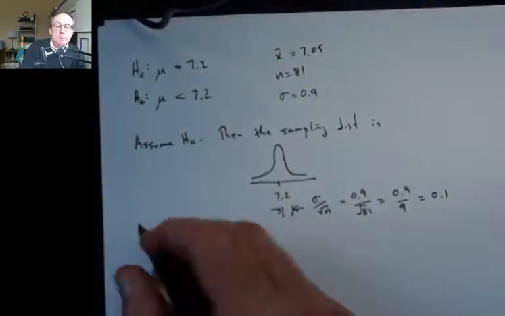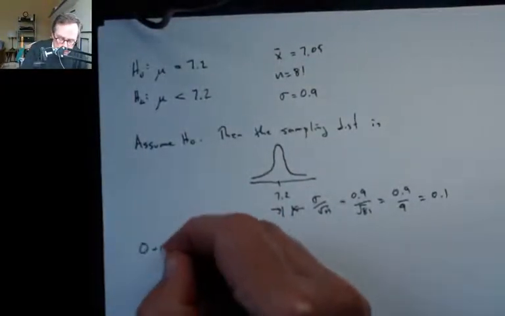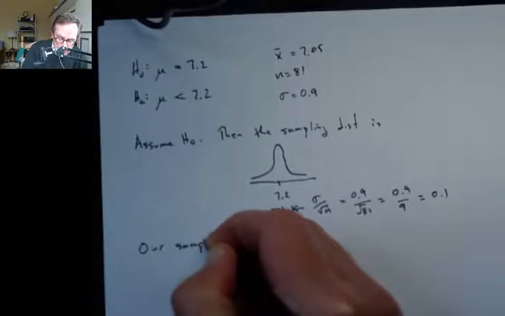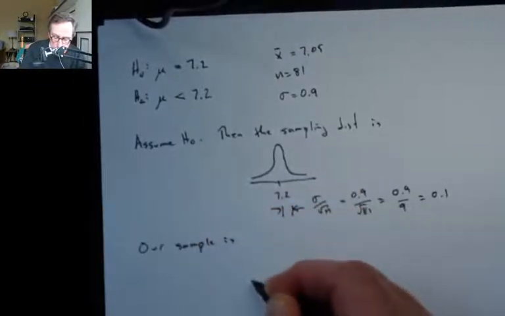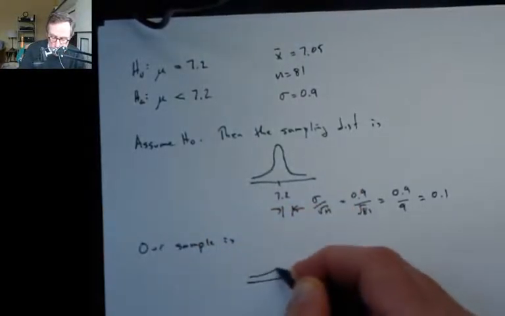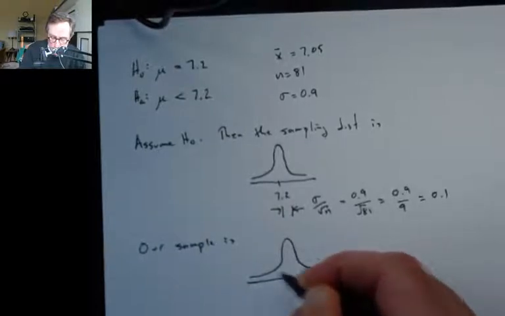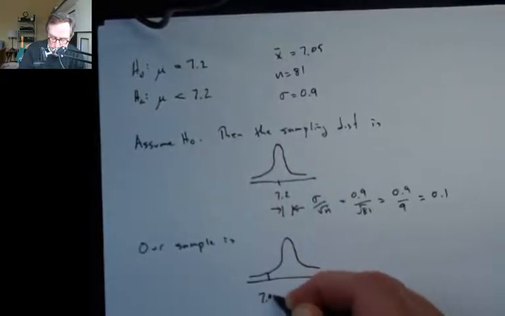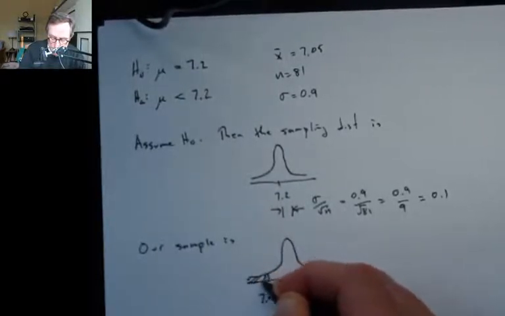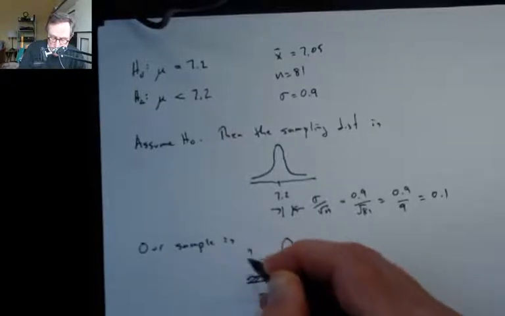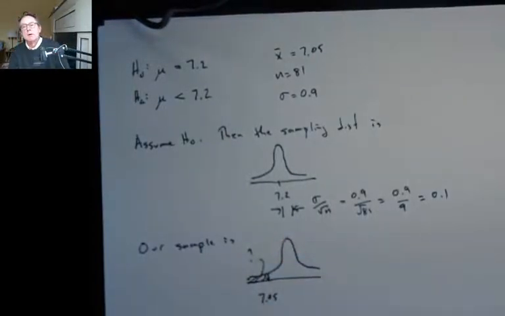So our sample is, try to draw the same picture, 7.05. And there's the p-value.